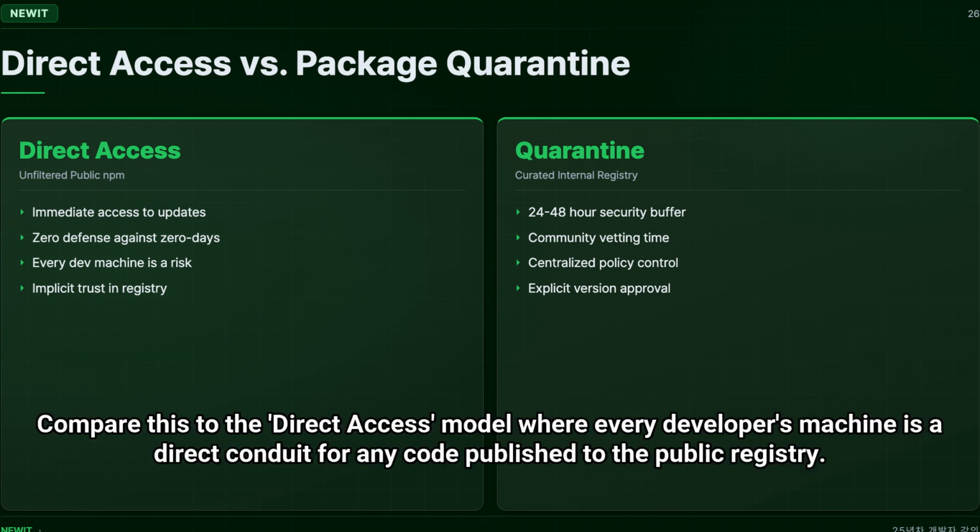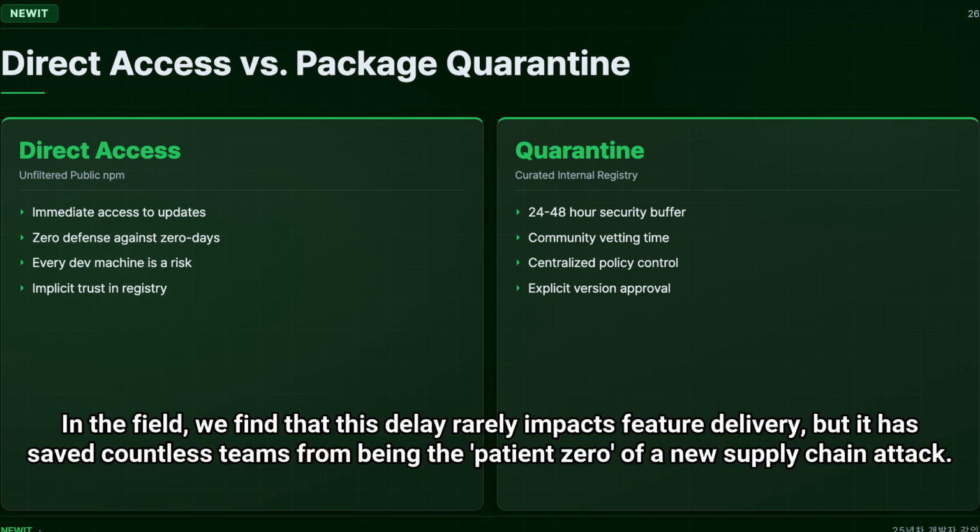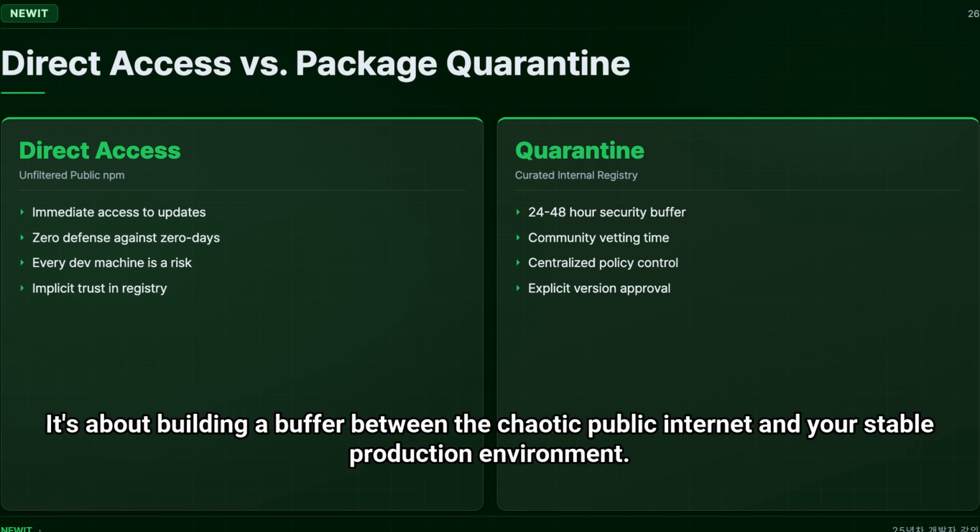Compare this to the direct access model, where every developer's machine is a direct conduit for any code published to the public registry. One approach prioritizes raw speed, while the other prioritizes architectural integrity. In the field, we find that this delay rarely impacts feature delivery, but it has saved countless teams from being the patient zero of a new supply chain attack. It's about building a buffer between the chaotic public internet and your stable production environment.